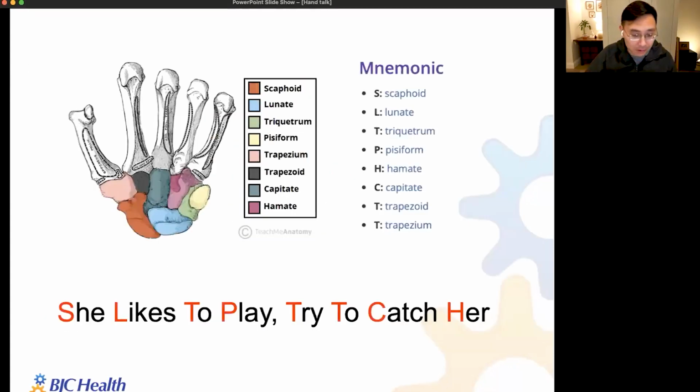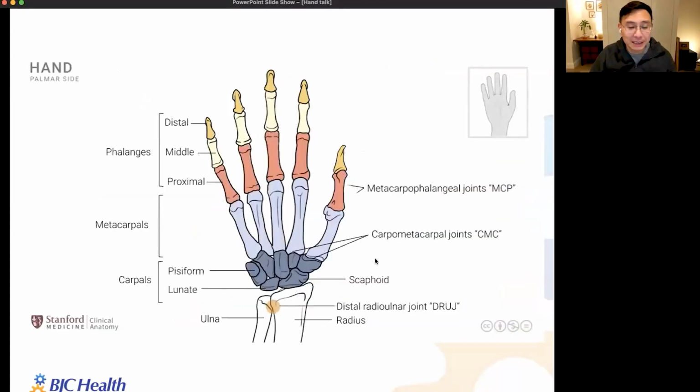Okay, now, so let's start with the bones and the joints. So that's the picture of our hand. We have the forearm bone, then we've got the carpal bones, then we've got the palm, which is made up of metacarpal bones, then we've got the fingers. The wrist joint itself is an articulation between the forearm bones and the carpal bones.